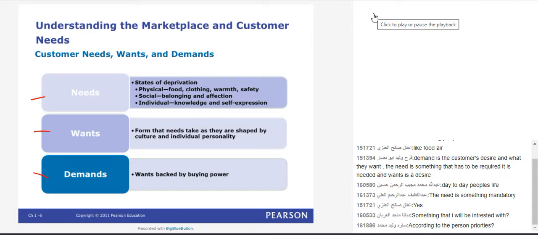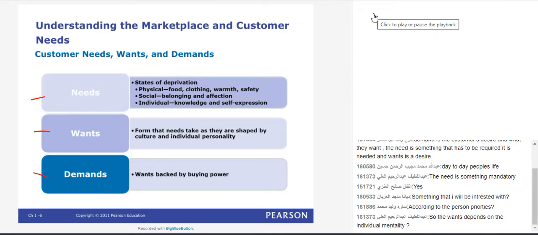according to the person, according to the environment, according to the place, according to attitude, according to different things. Okay, maybe at lunch I want to eat something, you want to eat another thing. So it's different. But the bottom line is the want is the thing that will satisfy your needs. Okay, so this is the difference between needs and wants.